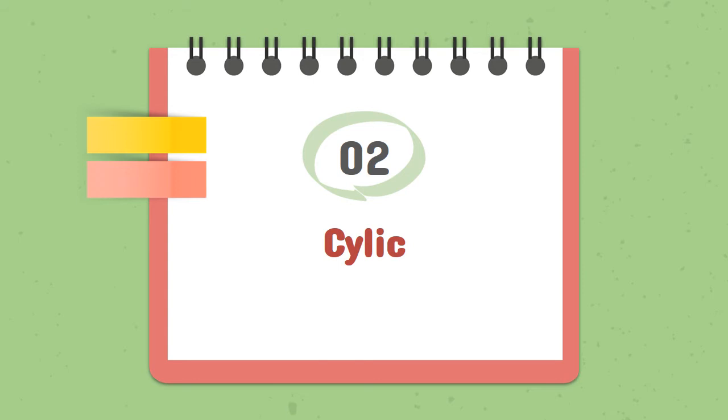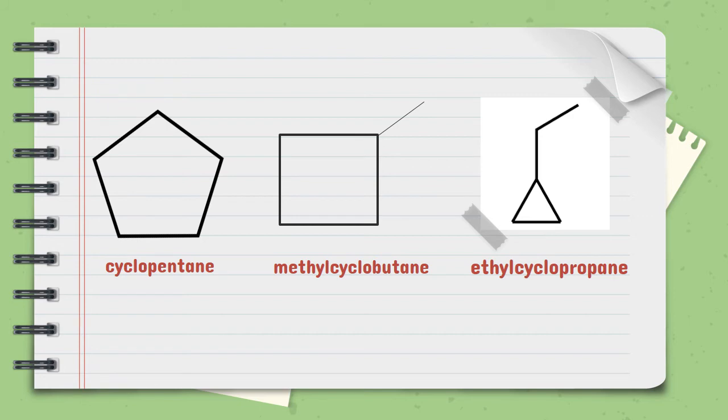So let's talk about the cyclic structure. In pentene, there are 7 types of cyclic isomer structures that we can form. You may notice that the names are a little more complicated and harder to pronounce. The first one is cyclopentane. The second one is methylcyclobutane. The third one is ethylcyclopropane.